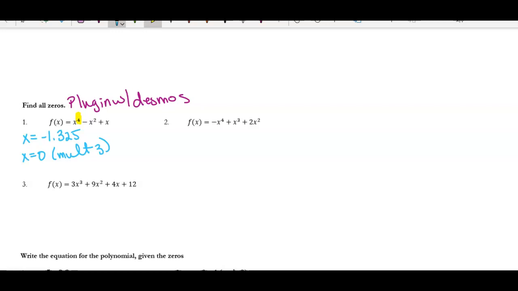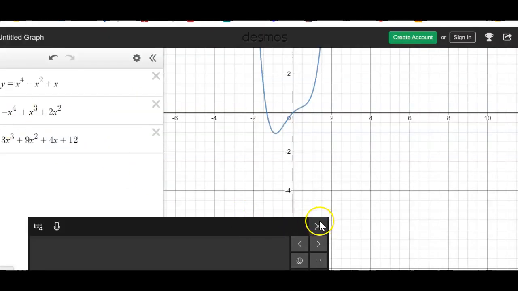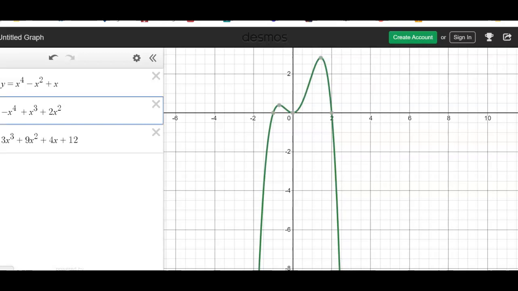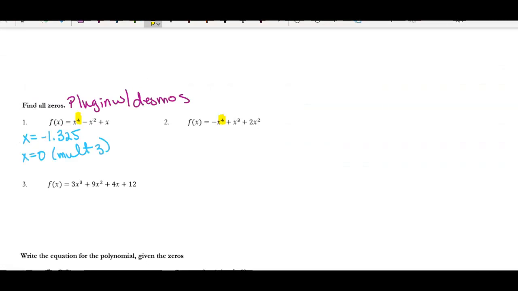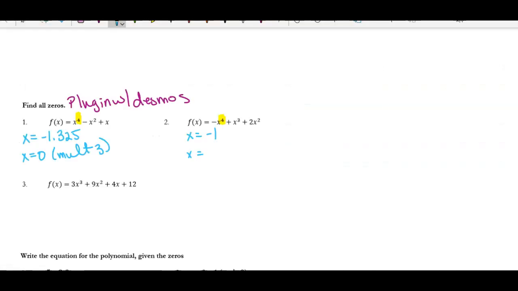Okay, so let's look at number 2. For number 2, same thing. I should have 4 answers. So let's go back to Desmos and see. I'm going to turn that graph off. Why does it keep doing that? Turn that one off and this one on. Okay, so I have, what is that, -1, 0, and 2. So let's write those out. Oops, hold on. -1, what was it? 0 and 2.